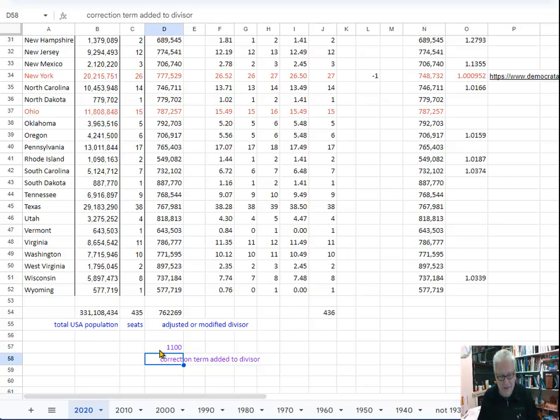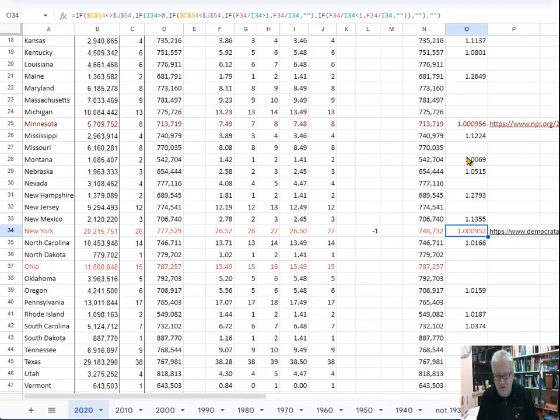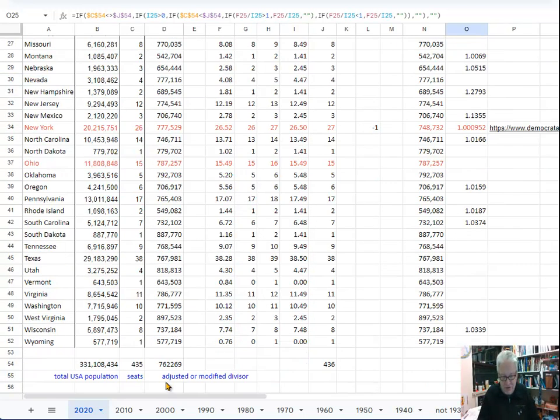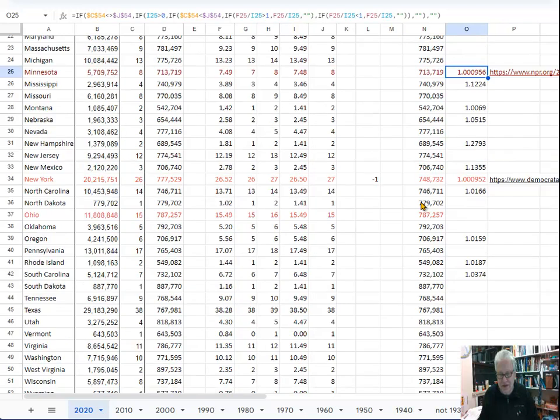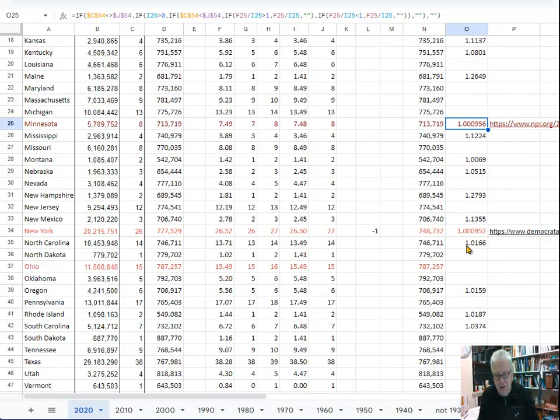So, okay, 1,100. So that's gone here. So now, yes, Ohio has the 15 here as compared to what it should have, the 15. In the meantime, these 2 numbers here also decreased because I changed my standard divisor to the adjusted divisor. That's why these ratios here actually changed, because everything else changed slightly. But still, New York is closer to 1.00 than Minnesota is.